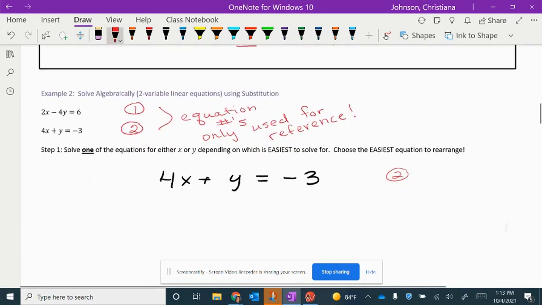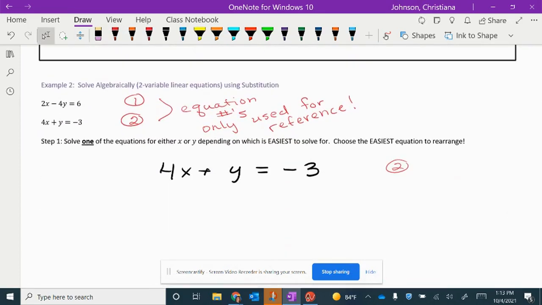Okay, so we can also solve algebraically, but we only want to do that when we have linear equations. And I designate the linear equations 1 and 2, these just reference points, so that you can see when I'm using equation 2, I'm using equation 1. And again, we have a couple of ways we can do that.